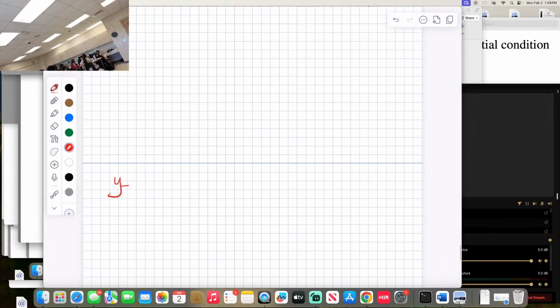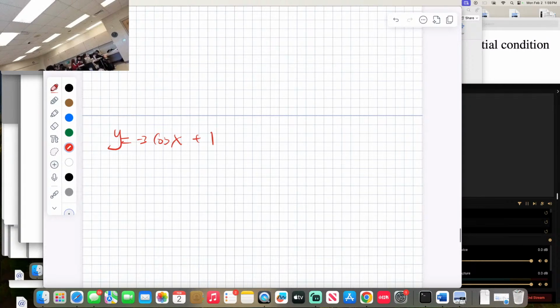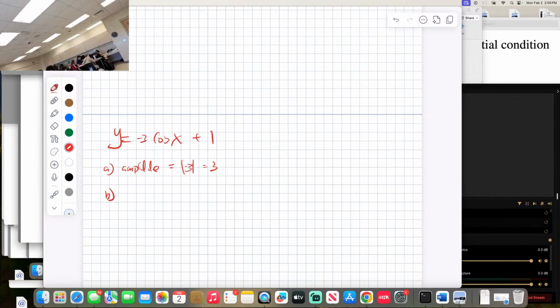So we have y equal to -3 cosine of x plus 1, right? So what is the amplitude? A is the amplitude. A is equal to the absolute value of -3, so it's equal to 3. However, it's -3, so you have to worry about that too. B, what's the midline? Y equal to 1. So draw a dotted line for the midline, because that is the middle of the peak and the trough.